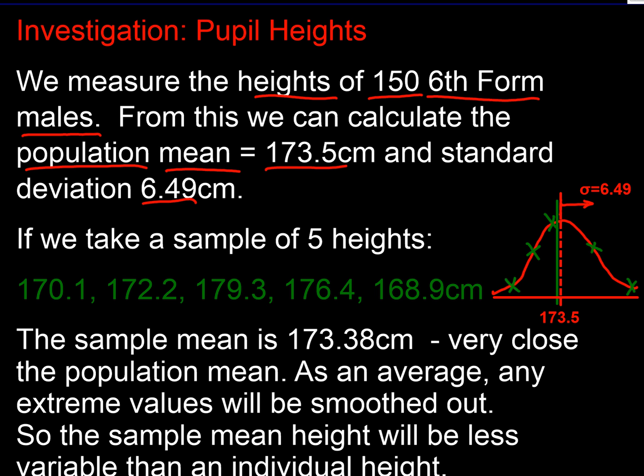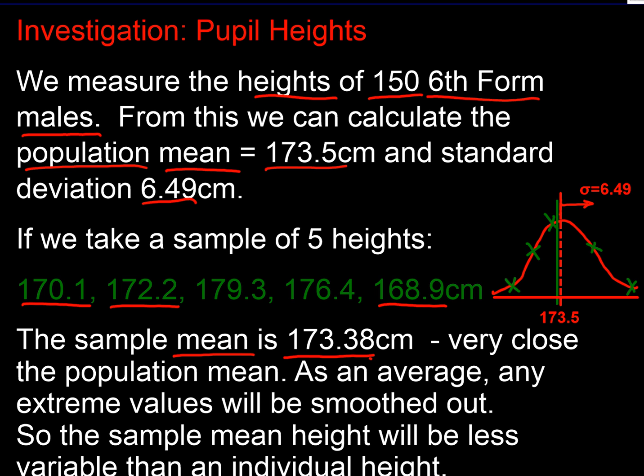Okay, let's take a sample of 5 heights. The first 5 in the list, 170.1, 172.2, etc., through to 168.9. Well, if we find the mean of this little sample, we find it's 173.38. That's pretty close, isn't it, to the population mean? And if you think about it, that's pretty logical, isn't it?